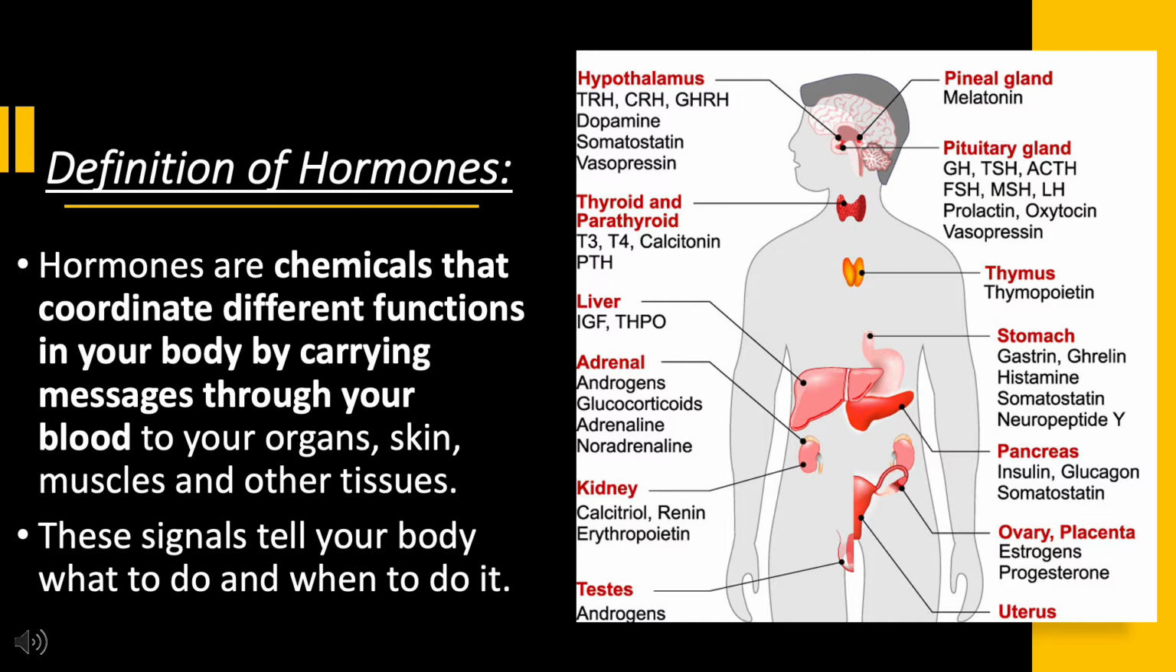Definition of hormones. Hormones are chemicals that coordinate different functions in your body by carrying messages through your blood to your organs, skin, muscles and other tissues. These signals tell your body what to do and when to do it. This diagram shows different organs producing different hormones.